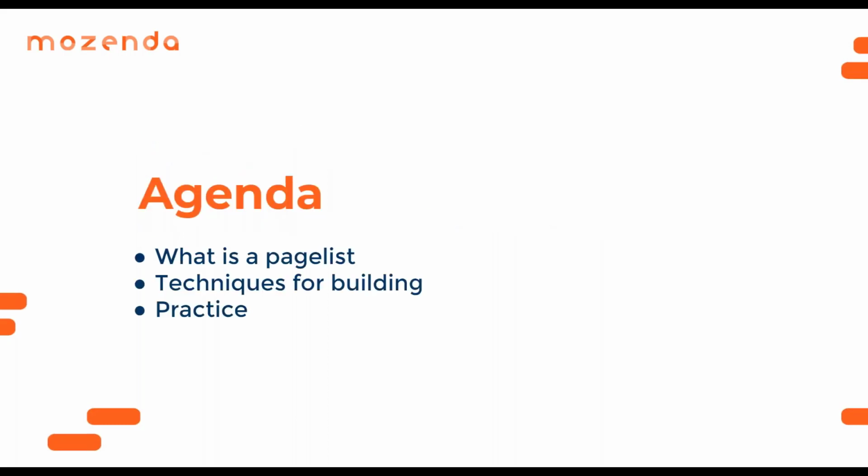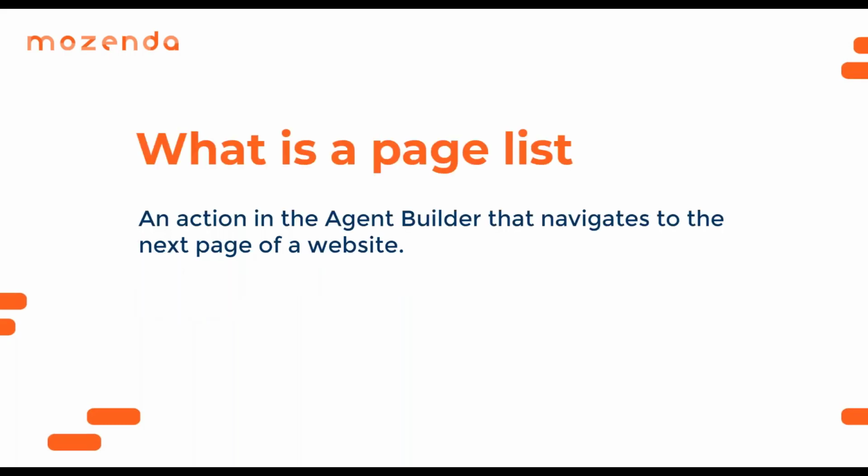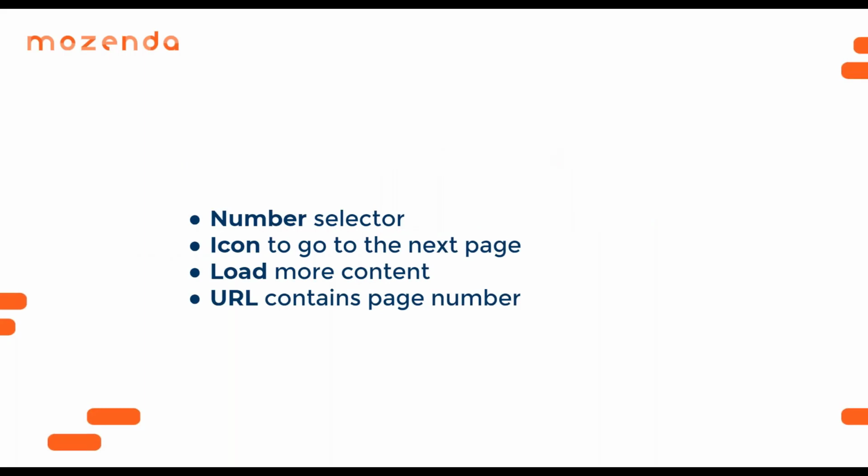Specifically today, we're going to be discussing what a page list is and techniques for building out custom page lists. And then we're going to apply these to about 3 or 4 different websites so you can see the different styles. A page list is an action in our agent builder that allows you to go to the next page of a website, which is helpful when you're trying to get a complete list of maybe products, contact information, or just to go to the next page for more details.